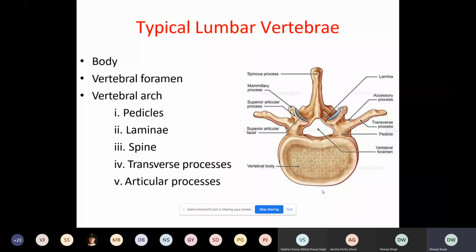Then see this vertebral foramen. The vertebral foramen is triangular in shape, larger than in the thoracic region, but smaller than in the cervical region. Okay. Now next one, this vertebral arch.